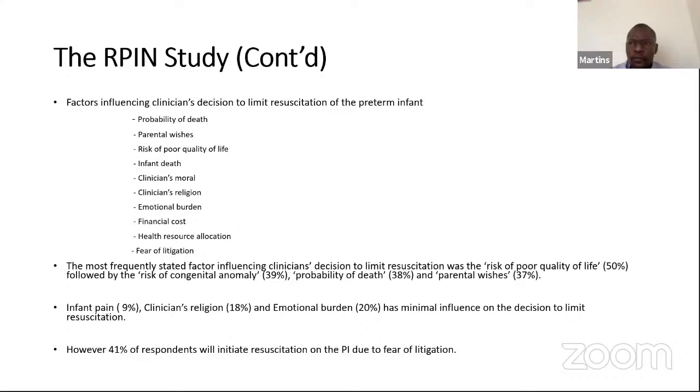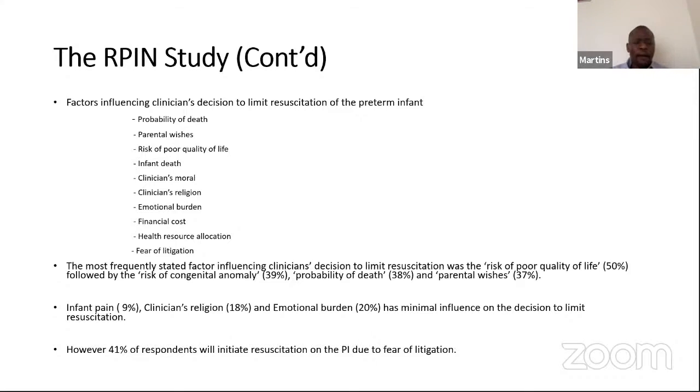So if, for instance, this baby's mom has preterm PROM from around 19 weeks, 20 weeks, and then the baby had severe oligohydramnios, we have pulmonary hypoplasia and all that. They wouldn't want to resuscitate that preterm infant. Or this baby has got some congenital anomaly, they wouldn't also want to resuscitate that infant.